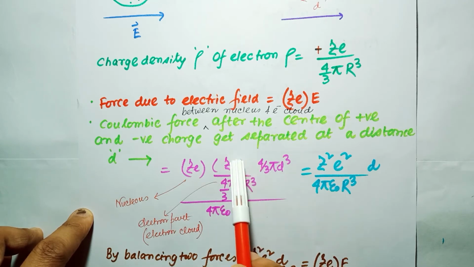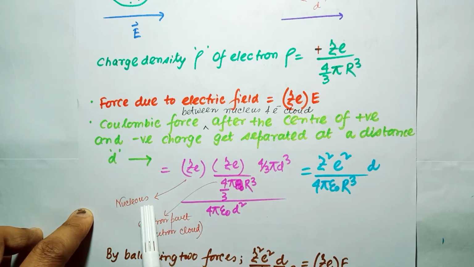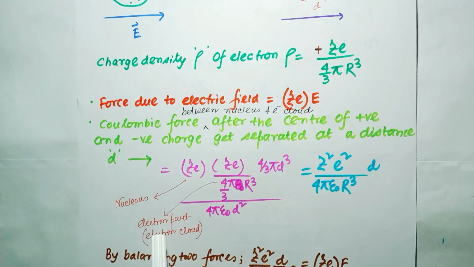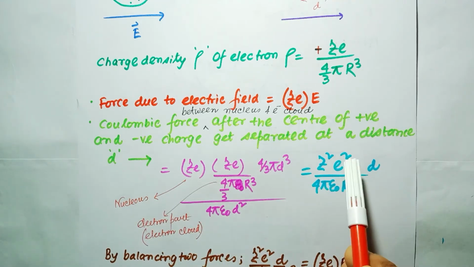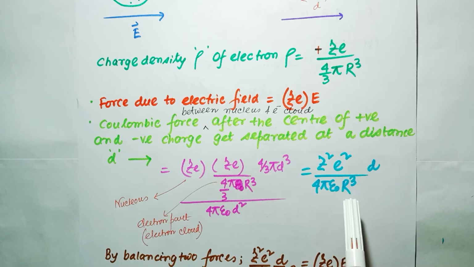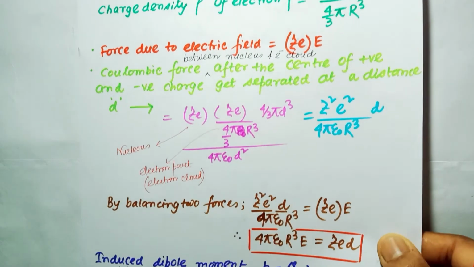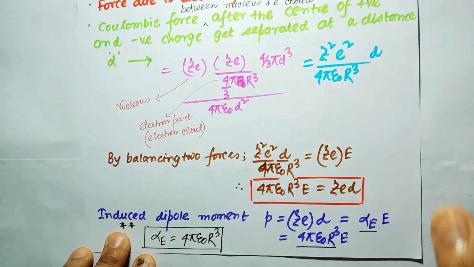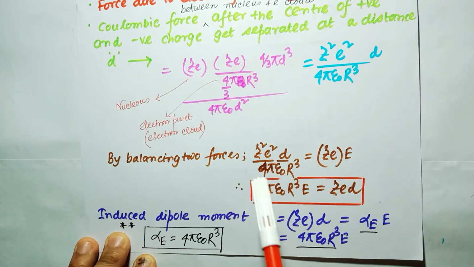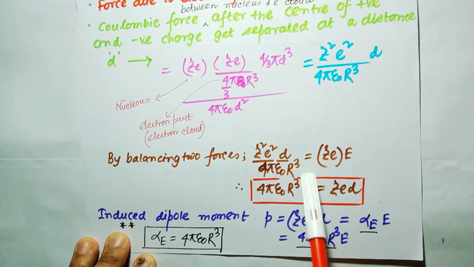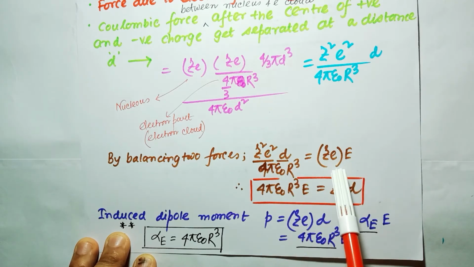So this is for the electron cloud part, and this is for the nucleus part. You can see I am mentioning here. So it becomes Z squared e squared divided by 4 pi epsilon naught capital R cubed times d. Now if I balance these two forces, we get that Z squared e squared d divided by 4 pi epsilon naught R cubed is equal to the force due to the electric field, that is Ze times E. So we have the relation 4 pi epsilon naught R cubed times E is equal to Zed.